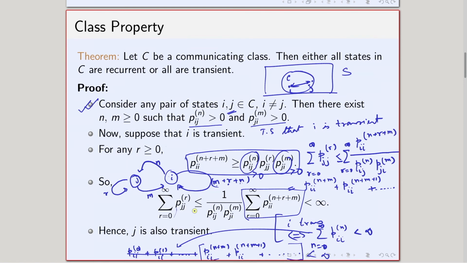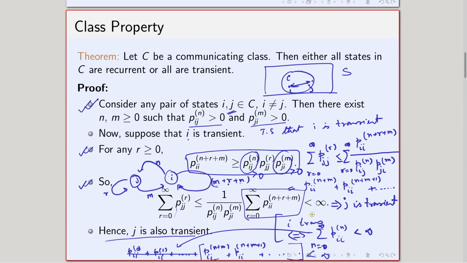So we finally proved that the summation over r equals 0 to infinity of P_jj^(r) is finite, and this implies that j is transient. We started with i transient, and we proved that j is transient. We are done. To prove this, we used the definition of communication, the Chapman-Kolmogorov equations, from which we derived this inequality, and finally the necessary and sufficient condition for transience and recurrence.